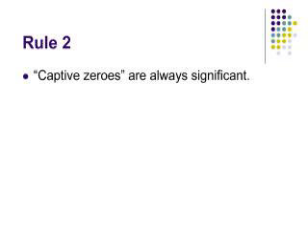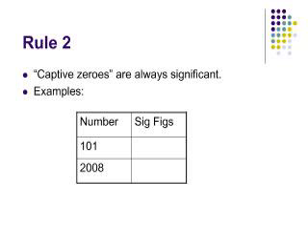Our next rule deals with a situation that is sometimes referred to as captive zeros. And captive zeros are always significant. What we mean here by captive zeros, we'll show you in the examples, are zeros that are sandwiched in between non-zero digits. So the number 101, the classic example of captive zeros, has three significant figures. And the number 2008 has four significant figures.